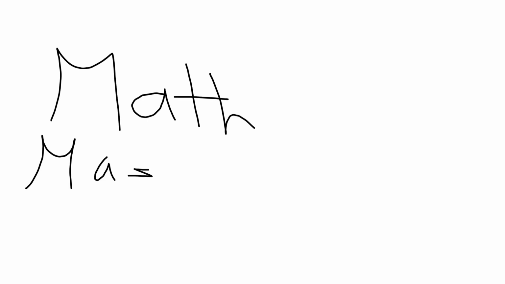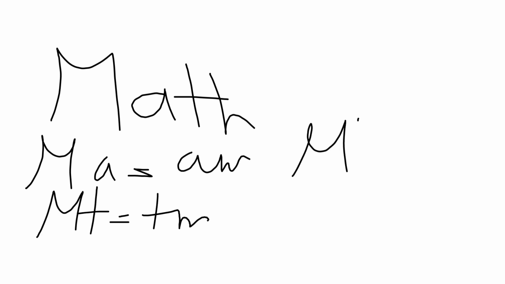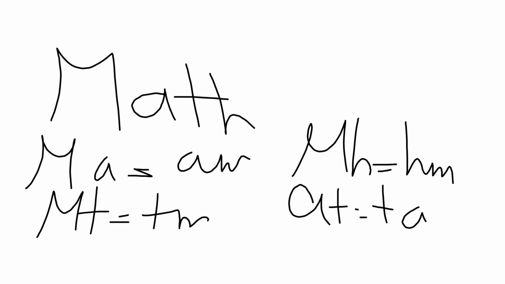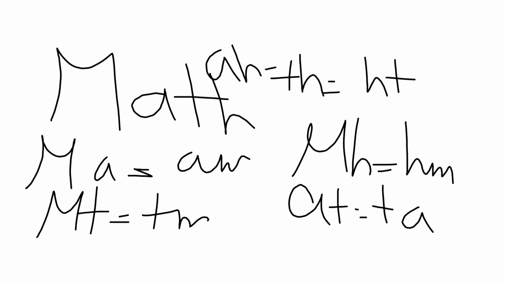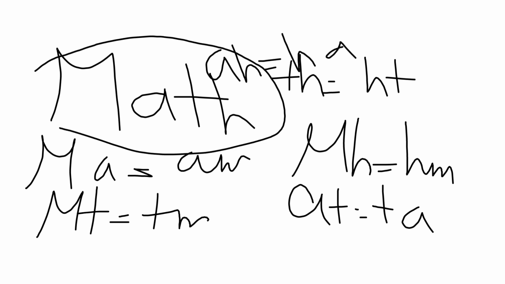MA equals AM. MT equals TM. MH equals HM. AT equals TA. TH equals HT. AH equals HA, and that's why I get the coding words in permutation. Number one word is order, number two is arrange, number three is schedule, number four is lineup, number five and the final word is gift.